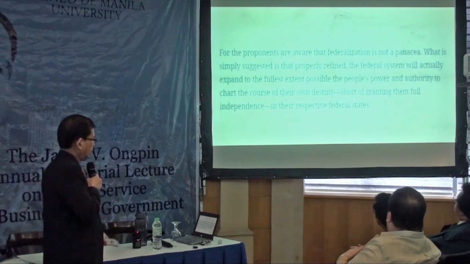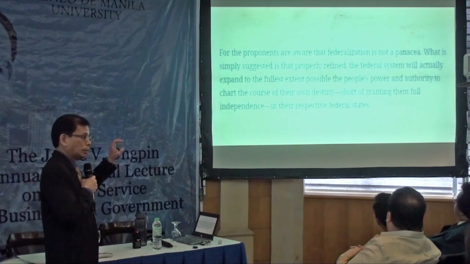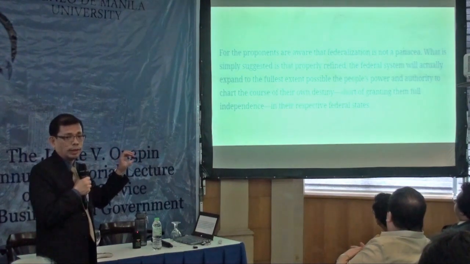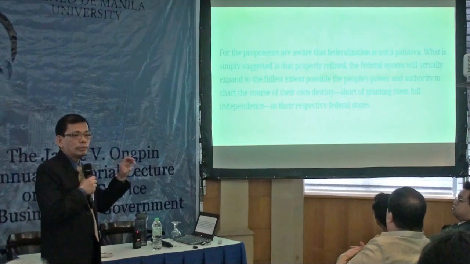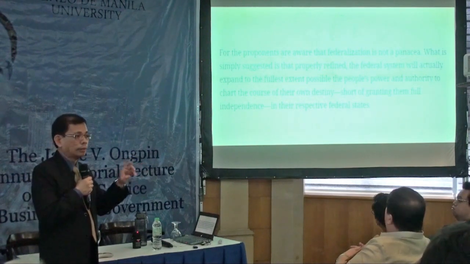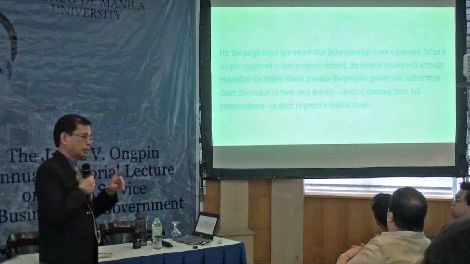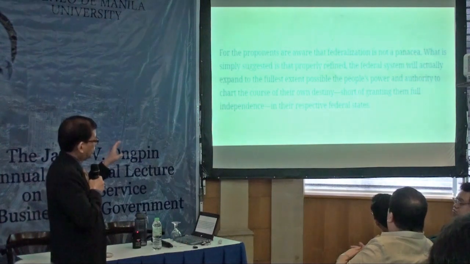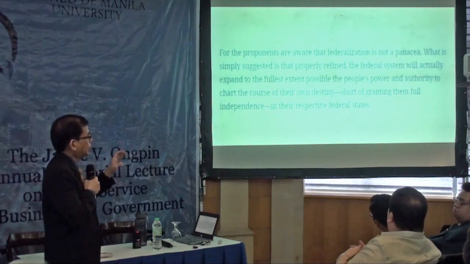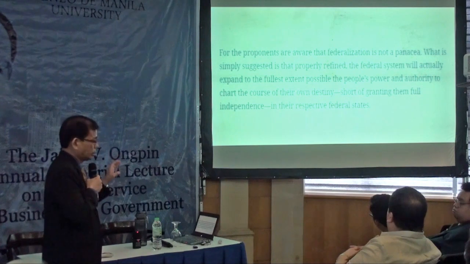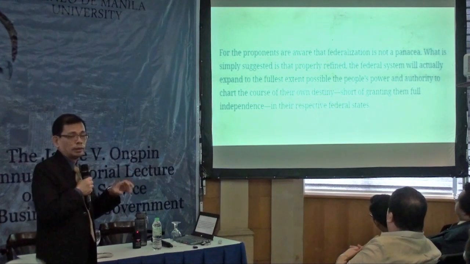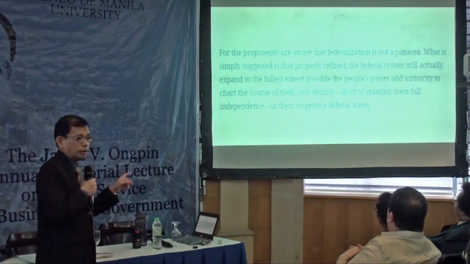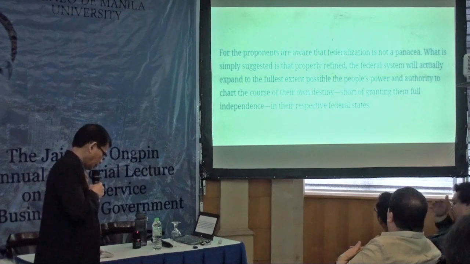What is simply suggested is that properly refined, please take note of that term, properly refined, because in institutional design, there's no such thing as properly refined. You could never get the design right. Okay, that's the first basic insight of institutional design when you do political economy. The federal system will actually expand to the fullest extent possible the people's power and authority to chart the course of their own destiny. For one reason or another, they're attracted to the word destiny, short of granting them full independence in the respective federal states.